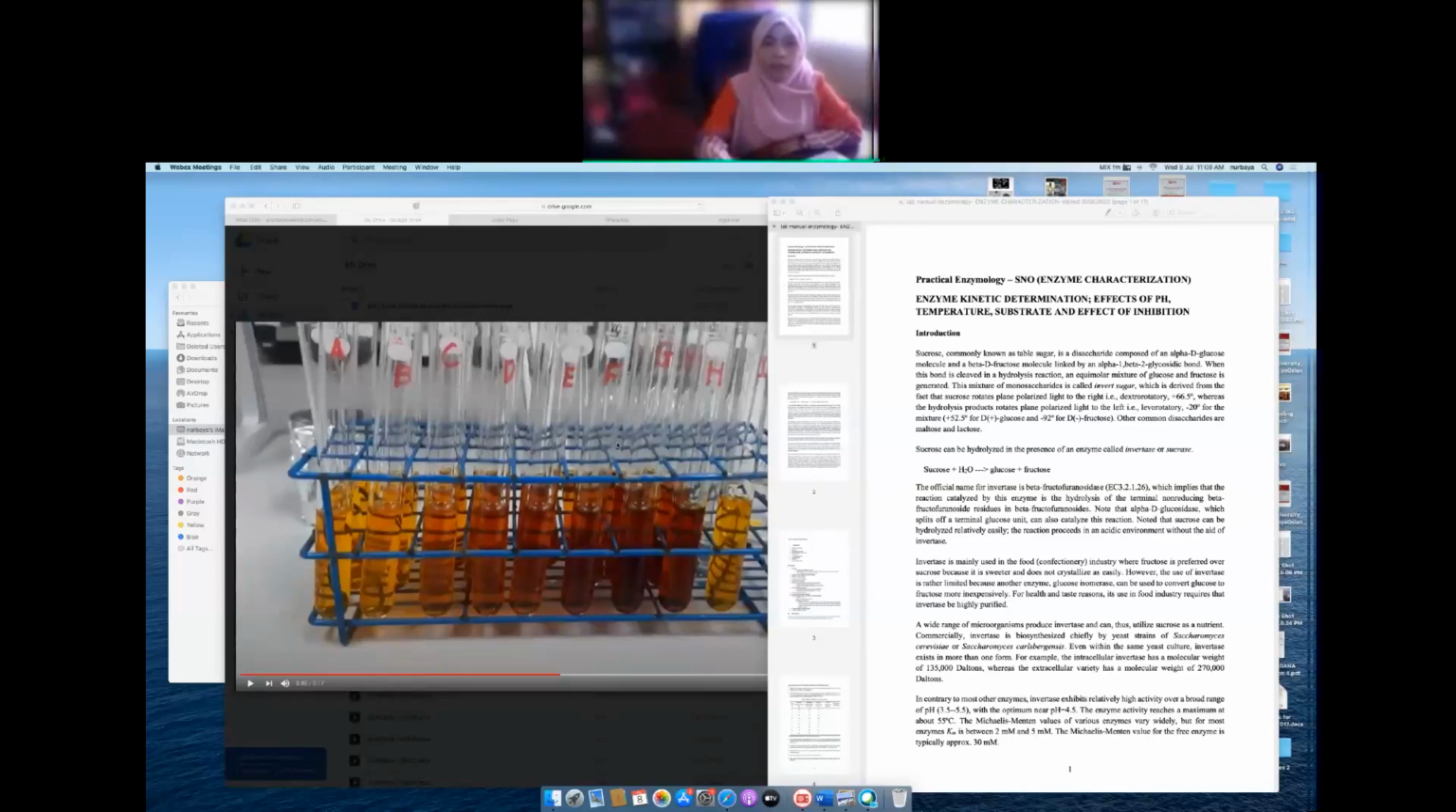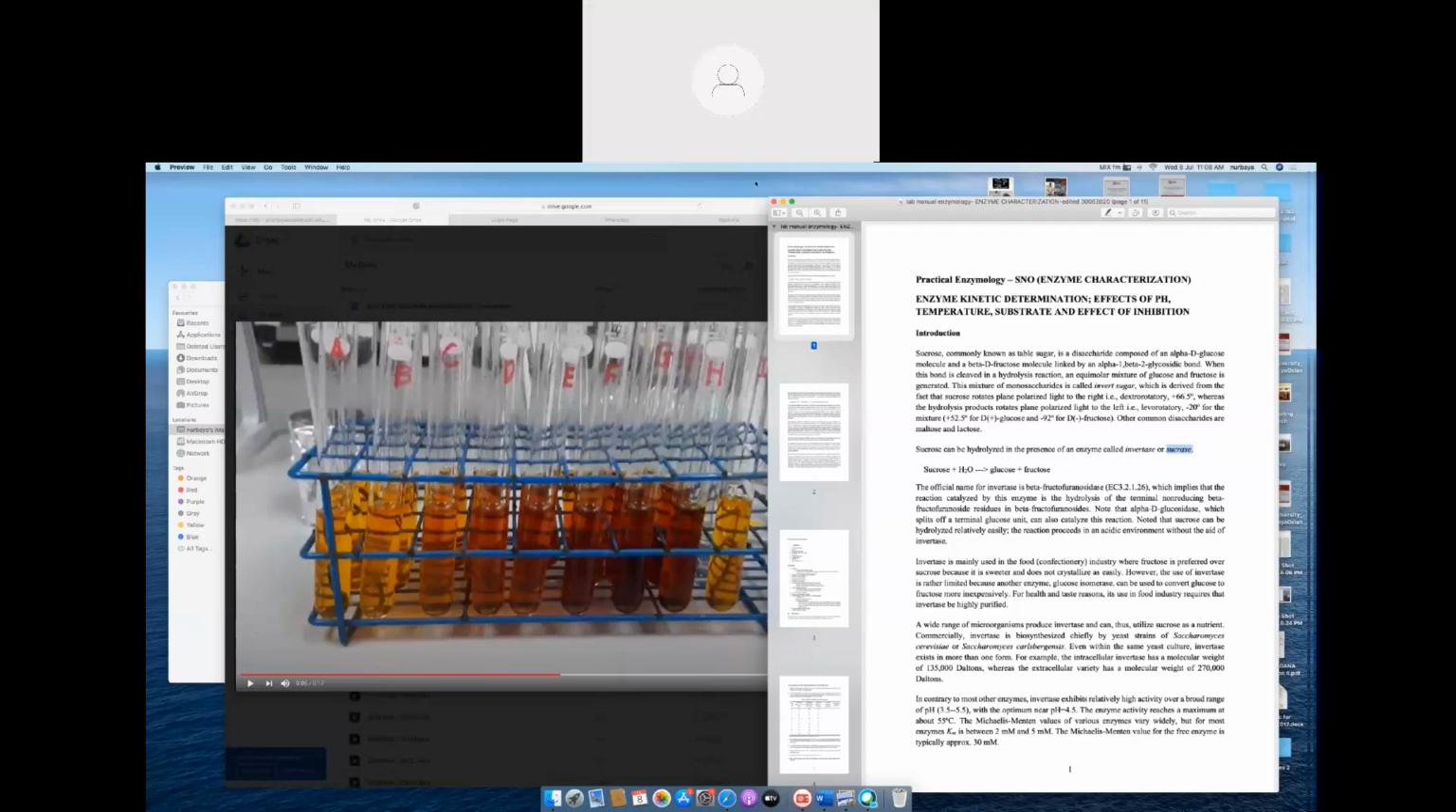So this is what we have. We have the enzyme called invertase, also known as sucrase. This enzyme will react with the substrate, which is sucrose, in the presence of water to form glucose and fructose.